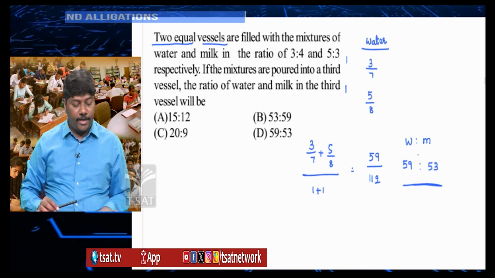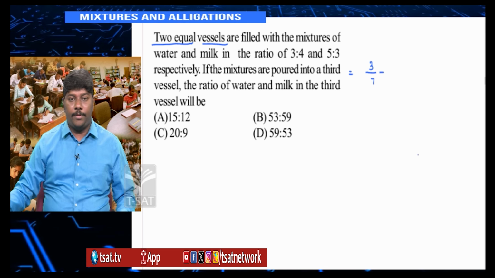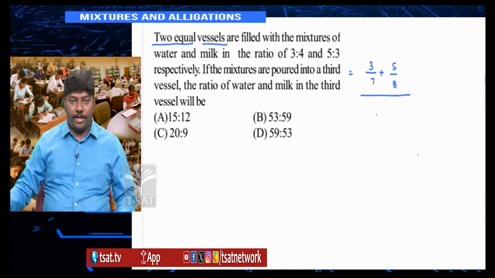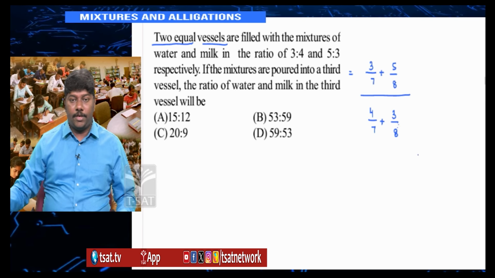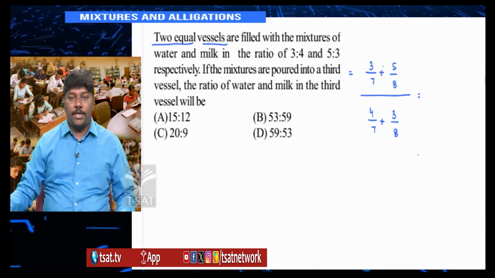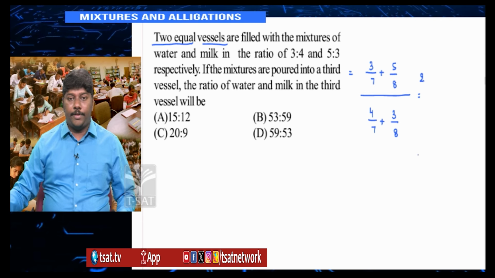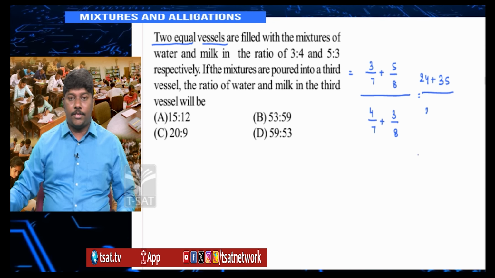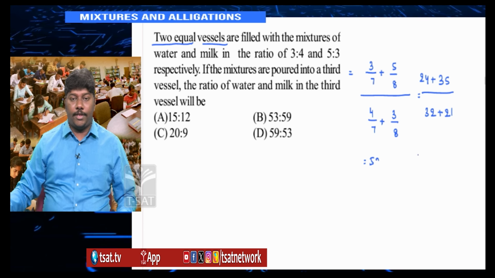If you wish to do it completely in terms of fractions, water in the first one is 3 out of 7. What is the water in the second one? 5 out of 8. I am taking water in the numerator. Now in the denominator of this fraction, you take milk. 4 out of 7 plus 3 out of 8. LCM in numerator and denominator, both, is 56. So I am going to cancel 56. So directly you can cross multiply like this, 3 into 8, 5 into 7. So it is 24 plus 35. 56 anyway gets cancelled. This is 32 plus 21. So water and milk ratio is 59 is to 53.